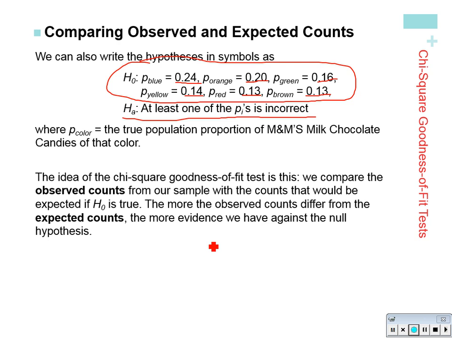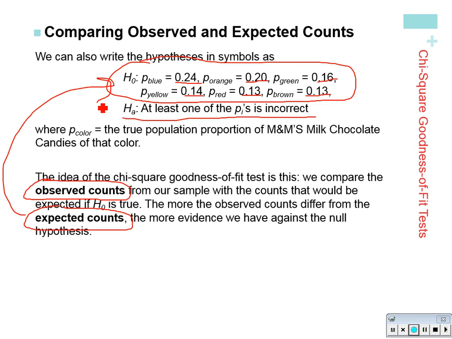So the idea of the chi-square test is that we're going to try to compare what we observed from our random sample, and the random sample would be the contents of a bag of M&Ms, versus what we would expect to happen based on these percentages that are given up here.